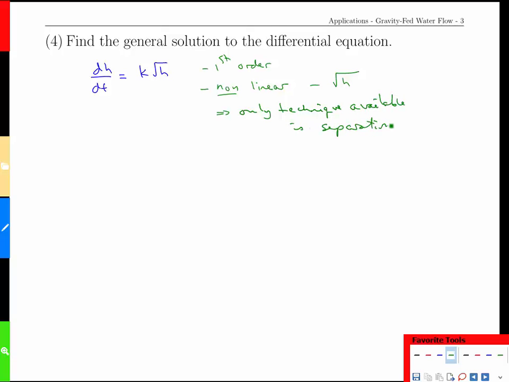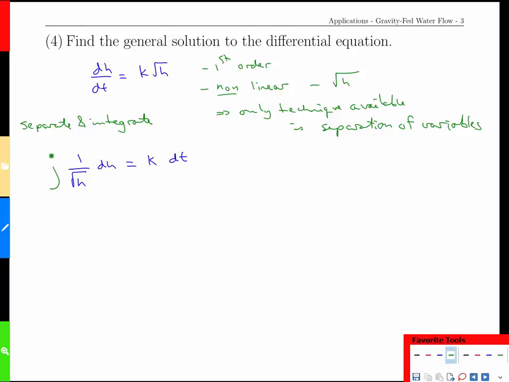So that's important to note, because one of the challenges in this class is to be able to identify the type of differential equation so that we can apply the correct or appropriate solution technique. Having done that here, we can recognize, okay, it is separable. Let's go ahead and follow that process then. We're going to separate and integrate. We bring the dt up. We'll leave the k on the right-hand side. We'll take this root h and bring it down.